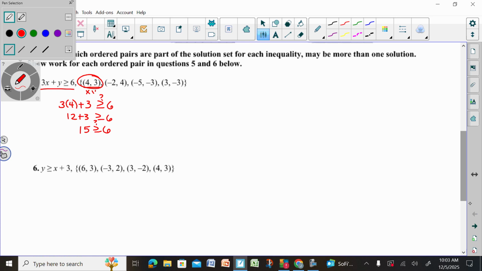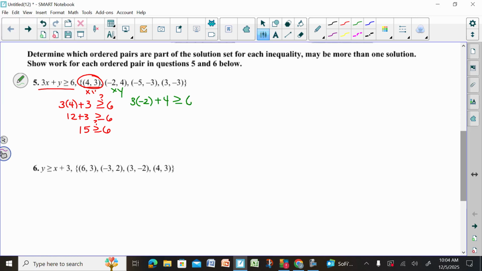For negative 2, 4, so let's look at negative 2, 4. Here's my x, here's my y. I'm going to do the same thing. I'm going to plug them in. 3 times negative 2 plus 4, is that greater than or equal to 6? I don't need to see the work in between. I think it's easier than plugging it into the calculator. But if you just plug in everything on the left-hand side and get the answer, so if you plugged in 3 times negative 2 plus 4 in your calculator, write it down so I can see what you're plugging into your calculator. And then you get -2 greater than or equal to 6. That's false. So because that's false, we're going to cross it off and say, no, that would not be a solution.